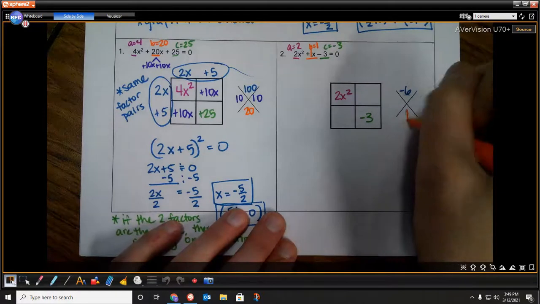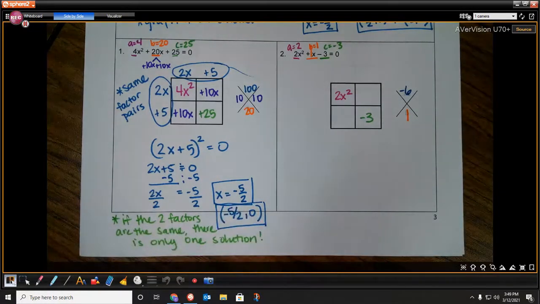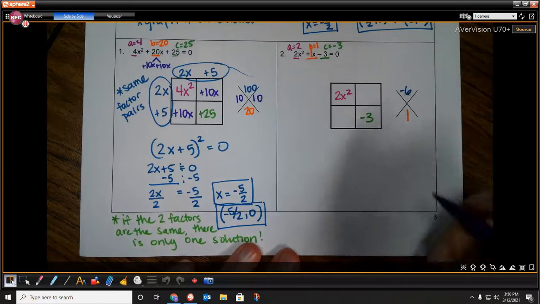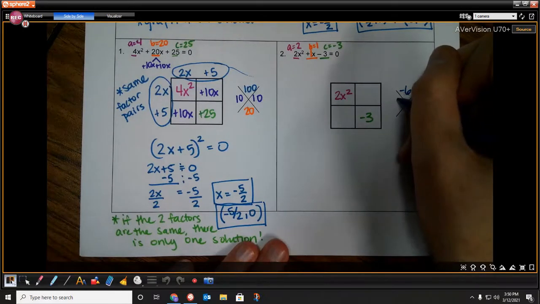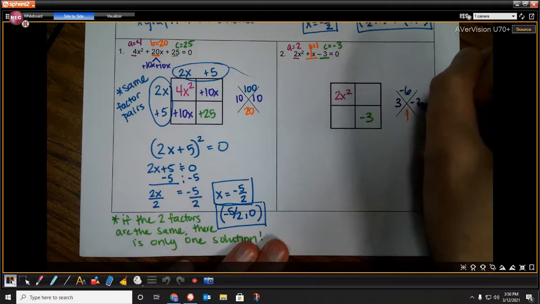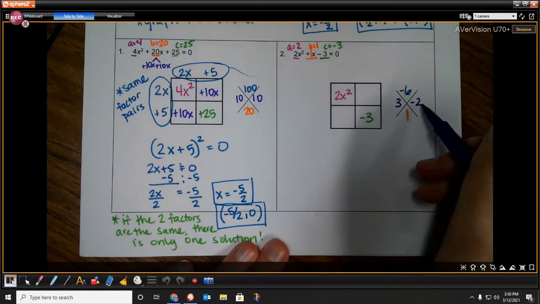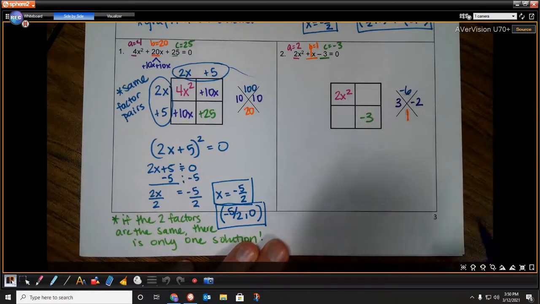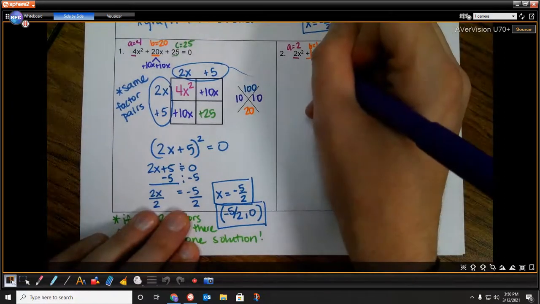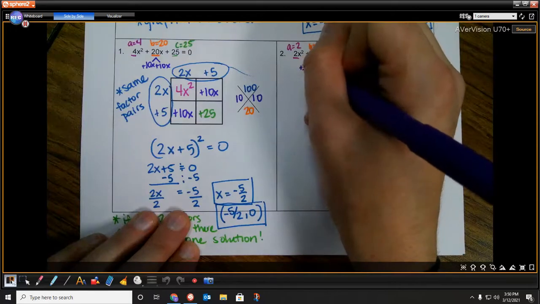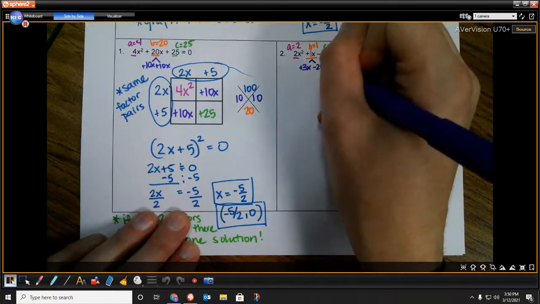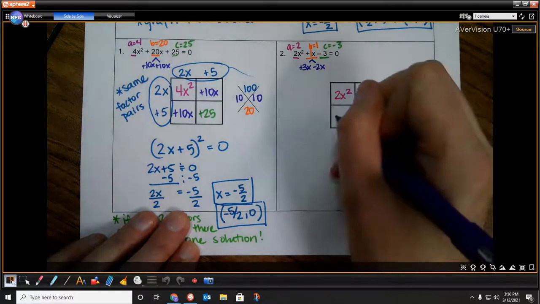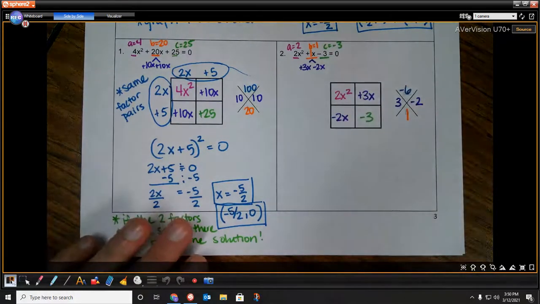My b value is 1. So we need to think of the 2 factors that multiply to negative 6 that add up to 1. So in this case, it would be positive 3 and negative 2. 3 times negative 2 gives you negative 6. 3 minus 2 gives me positive 1. So that means that my 1x is split up into 3x minus 2x. So we can go ahead and put that in our box as positive 3x and minus 2x.